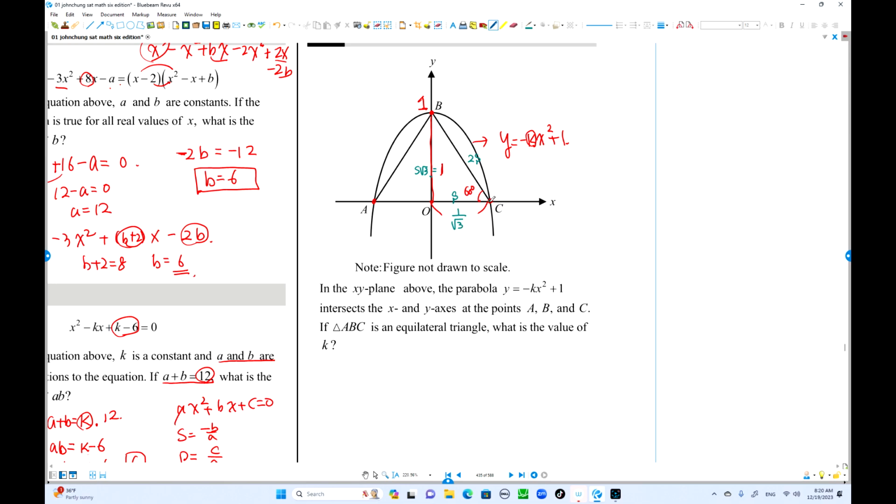That's the point. When x equals 1 over square root 3, y equals 0, right? Now put this number in there. y equals 0, negative k times x squared, x equals 1 over square root 3, squared is 1 over 3, plus 1. So k over 3 equals 1, right? And k equals 3 is the answer, okay?